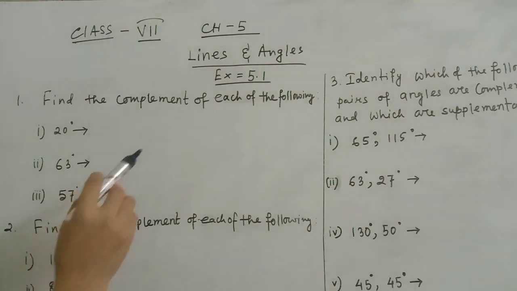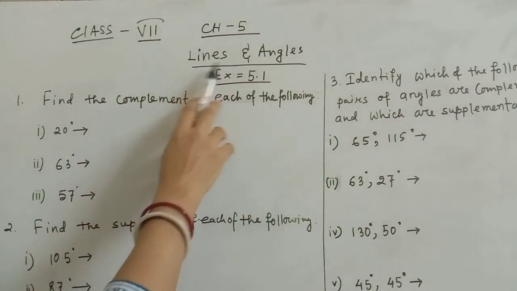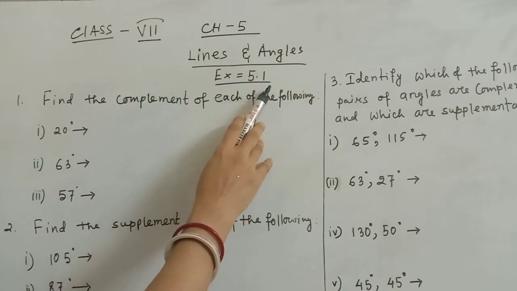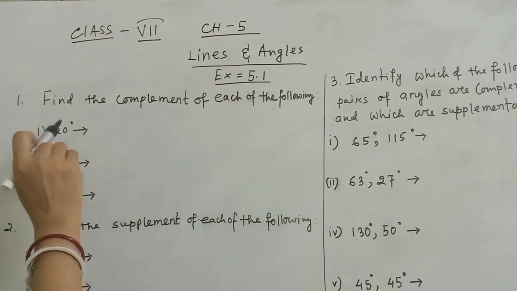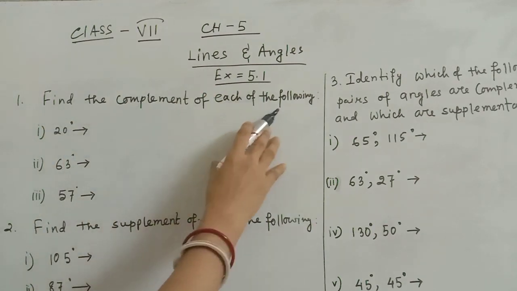Today we will start chapter 5, Lines and Angles. Exercise 5.1. Find the complement of each of the following.